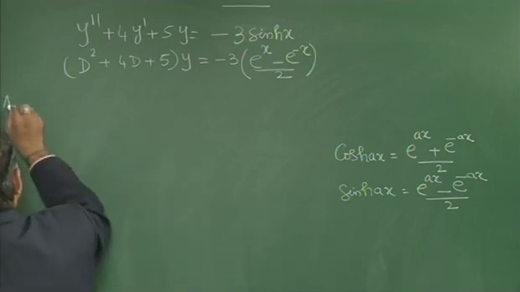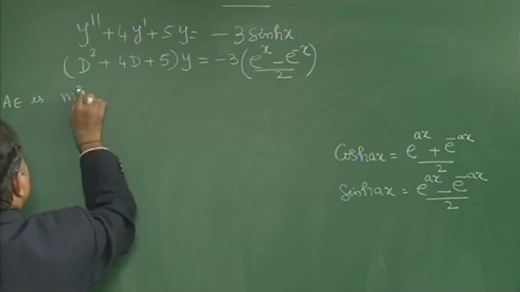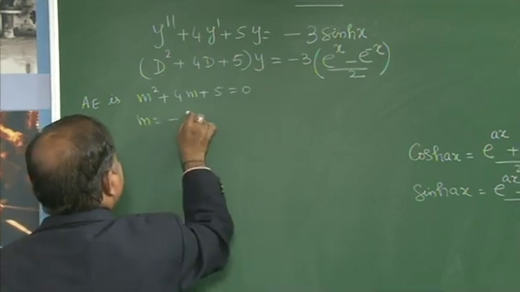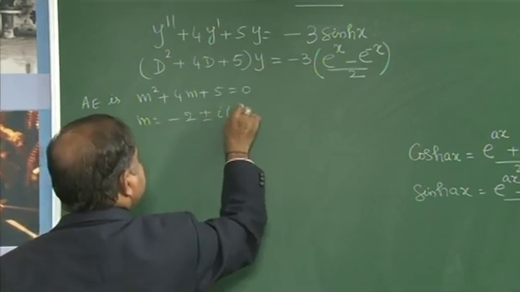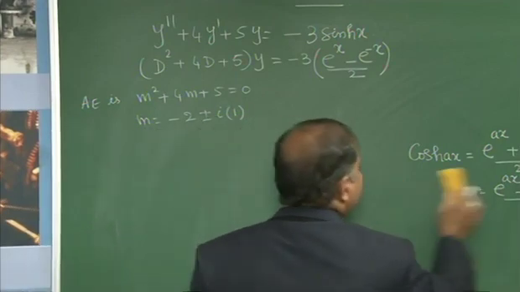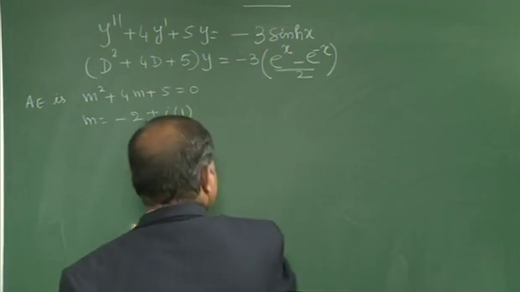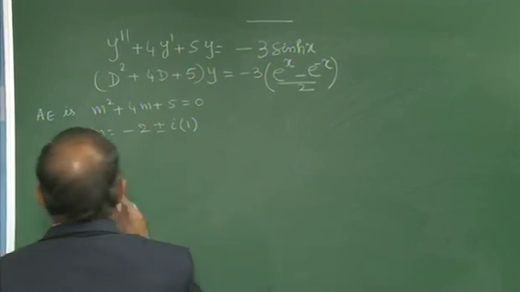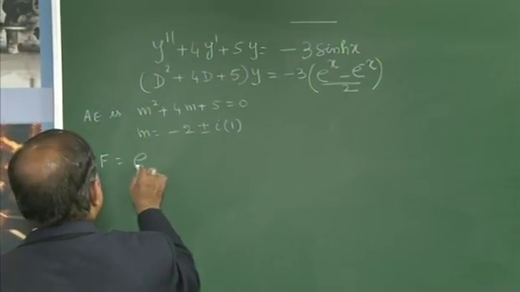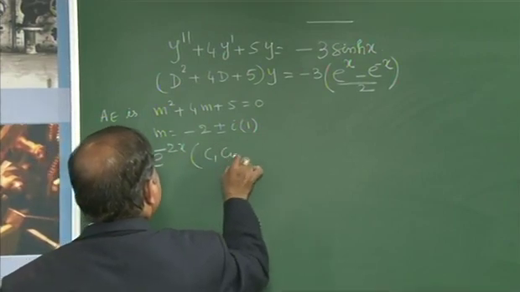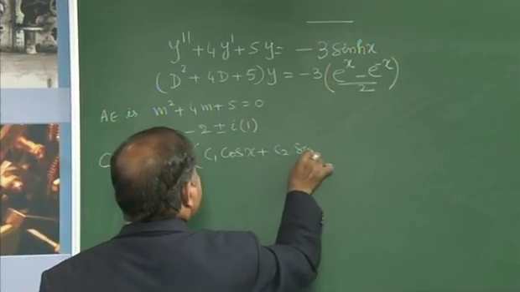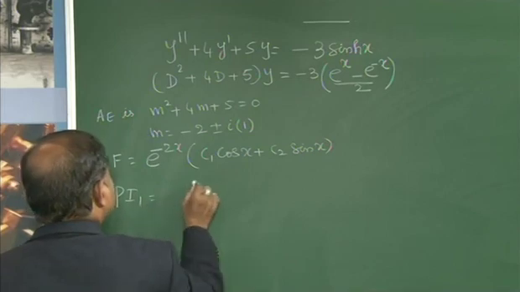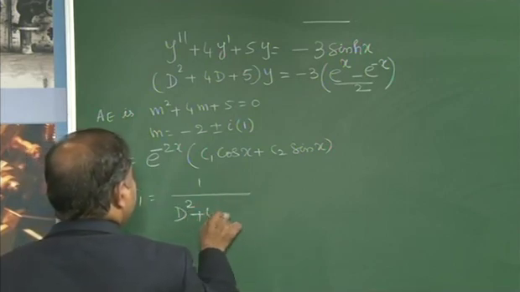Now what is the auxiliary equation? M squared plus 4m plus 5, roots minus 2 plus or minus i you will get. See, I am writing directly the roots because already I have given you the idea to find the roots, to find the complementary function. That is why we are writing directly the roots. What is our CF? E power minus 2x into C1 cos x plus C2 sin x. PI1 is 1 by d square plus 4d plus 5.